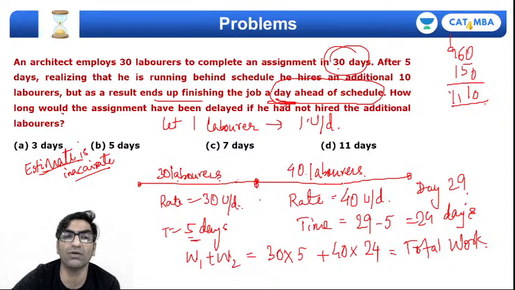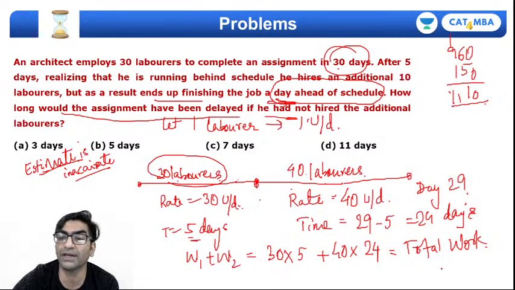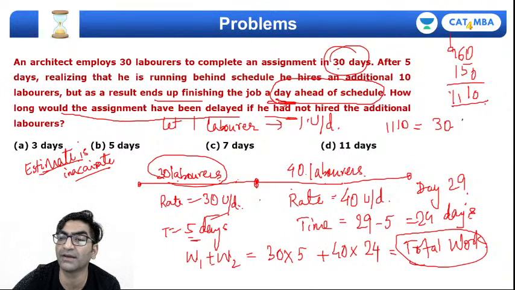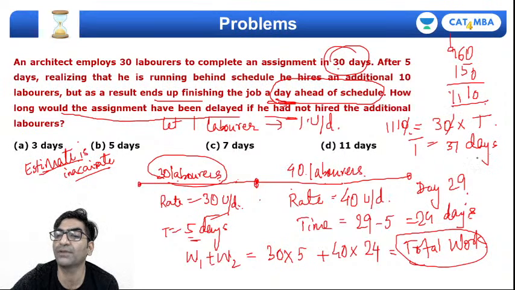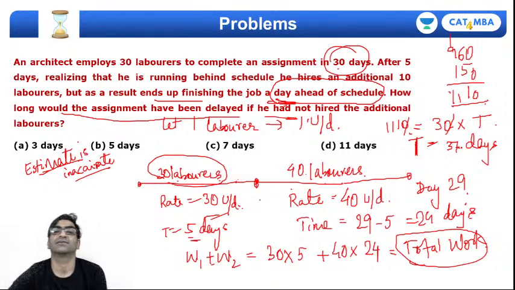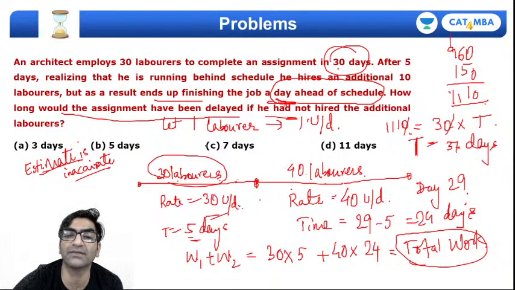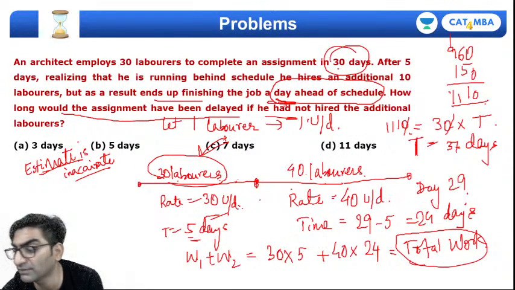So the question says, how long would the assignment have been delayed if additional laborers had not been hired? मतलब अगर 30 laborers ही काम करते और ये total work पे काम करते, तो आप कहते, right, 1110, the total work should be the rate which would have remained 30 units per day for how long, right? So you'll get time as 111 by 3, that's 37 days. है ना? तो जो काम 30 days में होना चाहिए था वो एक्चुअली 37 days लगाएगा. So कितने दिन से असाइनमेंट डिले होता? If it gets completed in 37 days, you'd get a delay of 7 days.